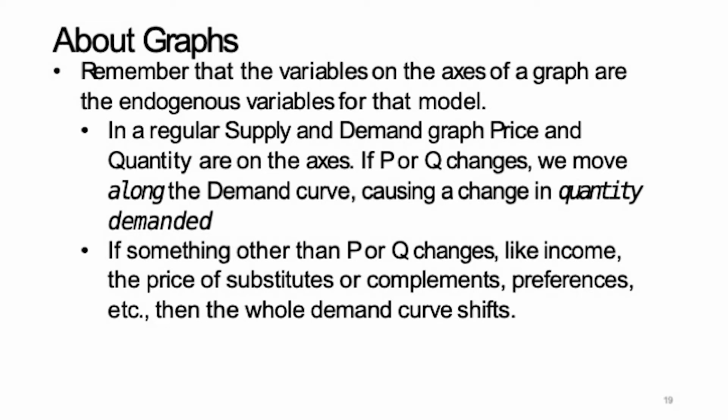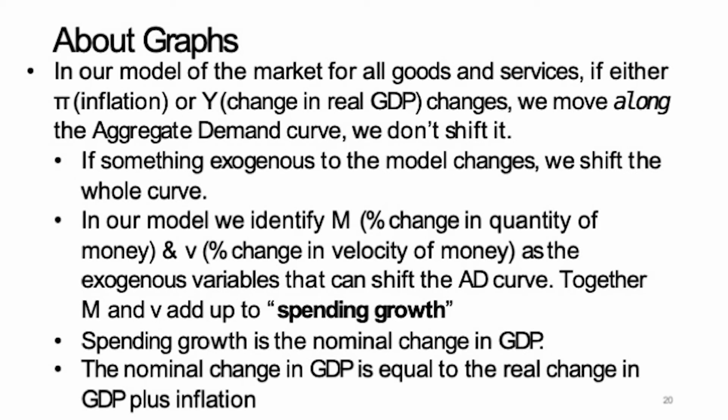If something other than price or quantity changes, like income, then the whole demand curve shifts in the same way. If either inflation or output change, we move along the aggregate demand curve, we don't shift it. If something exogenous to the model changes, we shift the whole curve. In our model, we identify M, or the percentage change in money, and velocity as the exogenous variables that can shift the aggregate demand curve.